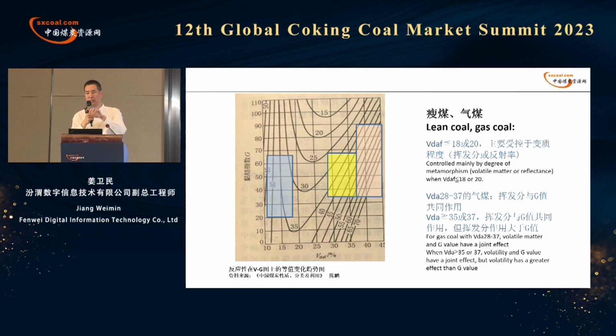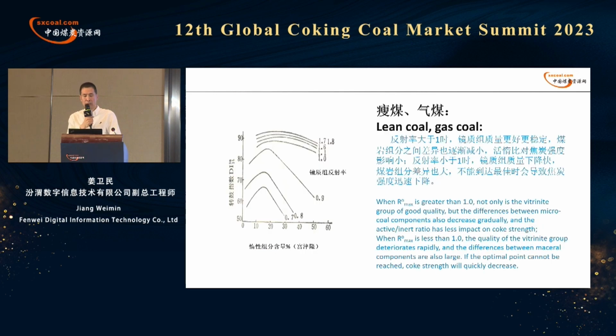The yellow part would be gas coal with a VDAF of 28 to 37. And in this part, for gas coal with VDAF 28 to 37, the volatile matter and G value have a joint effect. And when it exceeds 35 or 37, the volatility and G value have a joint effect, but volatility has a greater effect than G value.